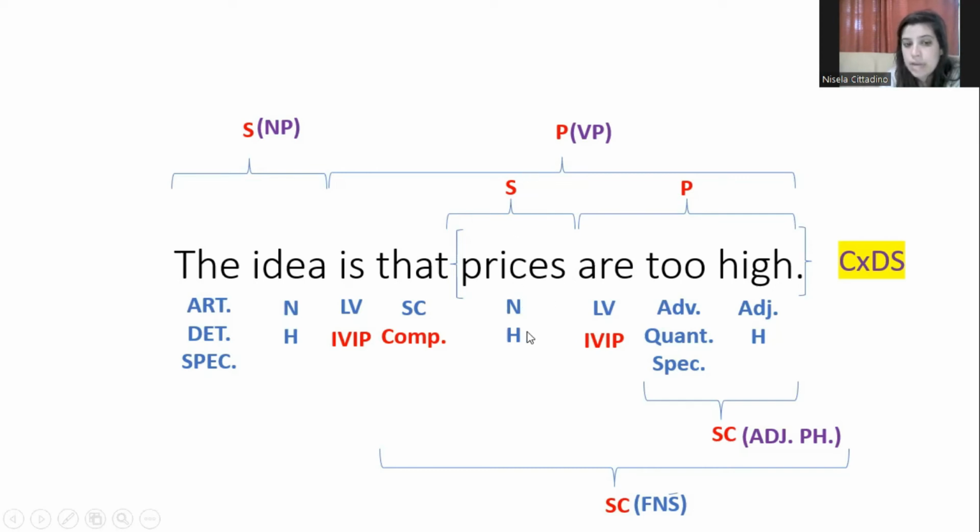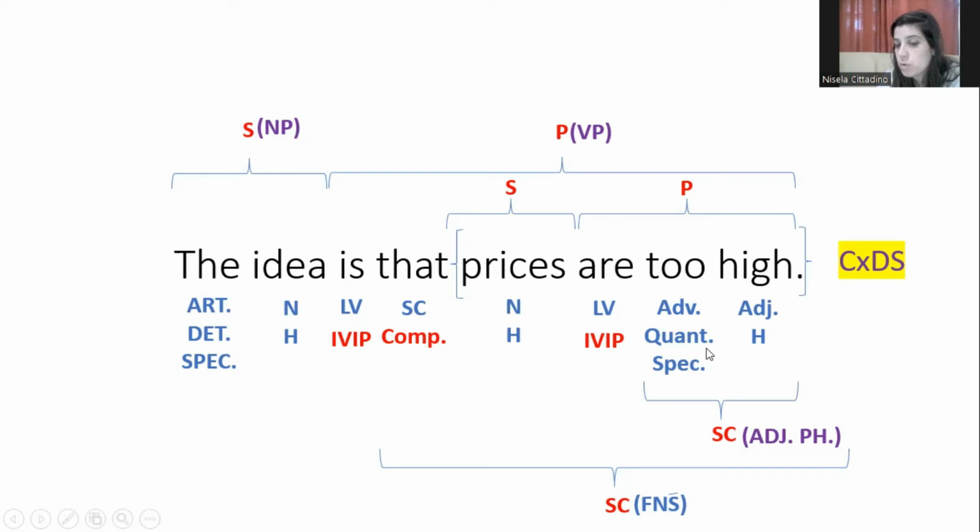It's a noun and the head. Are, it's the linking verb, and it is an intransitive verb of incomplete predication. Too high, it's the subjective complement, because too high redefines prices. Yes, so it complements. Remember that after an intransitive verb of incomplete predication, especially the structure of the verb to be, we have a subjective complement, too high in this case, which is an adjectival phrase.